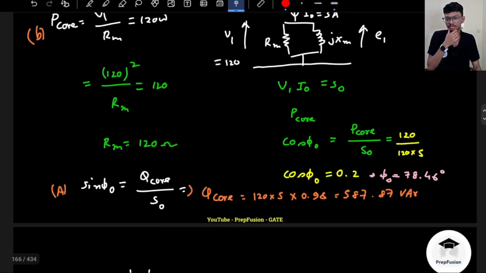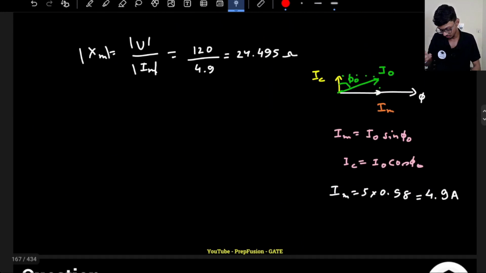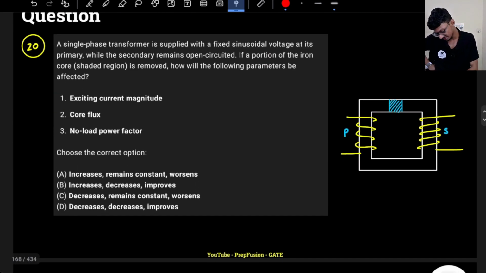Okay, so let's now move on to the next question. So here a single phase transformer is supplied with a fixed sinusoidal voltage at its primary. This is the primary, this is the secondary, while the secondary remains open circuited. If a portion of the iron core, the shaded region, is removed, how will the parameters be affected? The exciting current magnitude. What will happen to the exciting current magnitude?